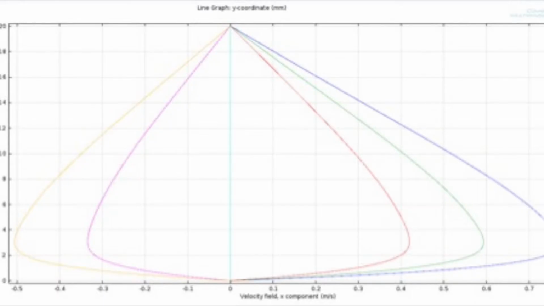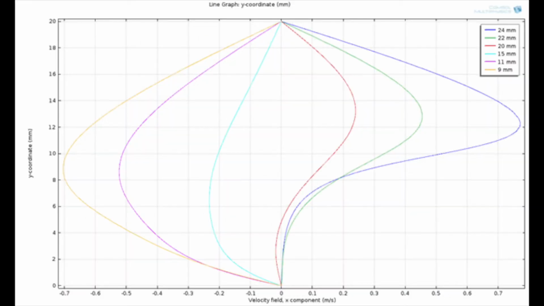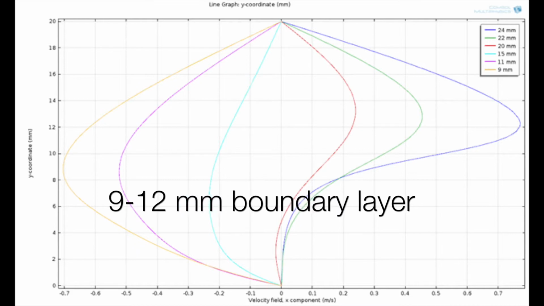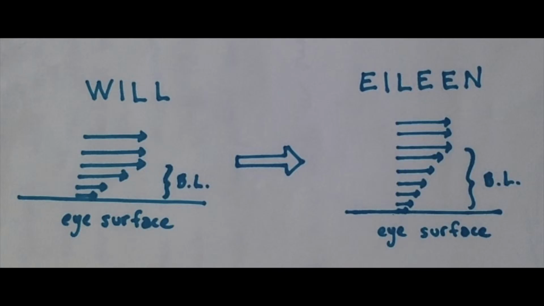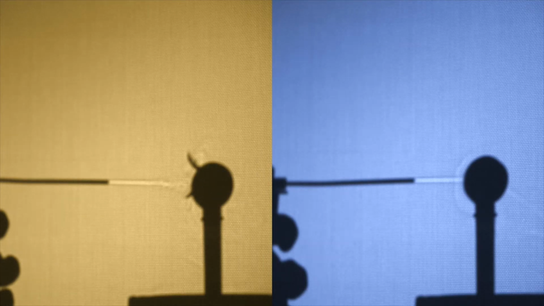For will.i.am, we saw that the height of the boundary layer was at 3 millimeters. However, for Eileen, we saw that the boundary layer height occurred about 3 times as far away. Thus, the eyelashes were shown to increase the boundary layer height, reducing the amount of shear stress on the eye. This is exactly what we saw experimentally. Airflow disturbance began farther from Eileen's eye surface than Will's, so there was less shear stress on her eye.